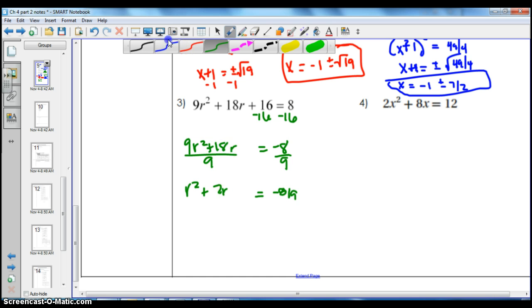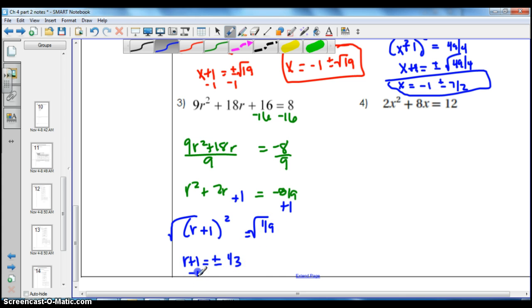Next step, add in that magic number. So 2 divided by 2 is 1, 1 squared is 1, so magic number of 1. Factoring would look like that. Over here, we would wind up with 1/9. Now we can do the square root. We have r plus 1 equals plus or minus square root of that, which would be 1/3, and then we'd subtract 1.